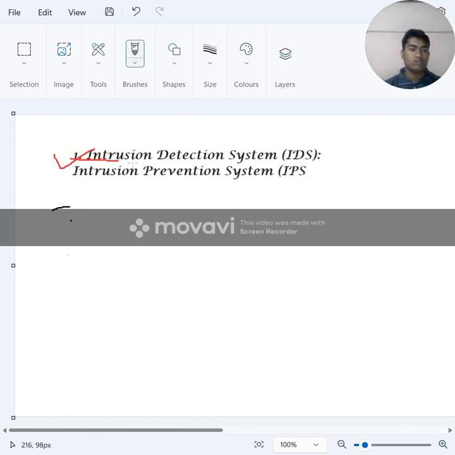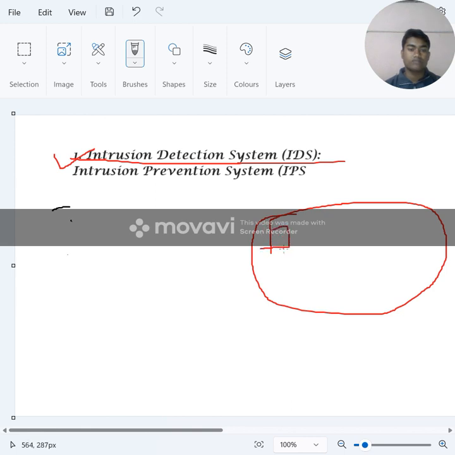Intrusion detection systems. What is the IDS? IDS is one of the security technologies to monitor network traffic and detect suspicious or malicious activities. Suppose in any organization there are many client machines and many servers. Suppose they are connected to each other.